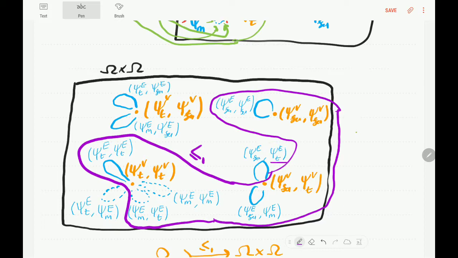False implies true, that's okay. False implies false, that's okay. True implies true, that's okay. True implies false, that's not okay. So that's outside of less than or equal to 1, because that's not true.